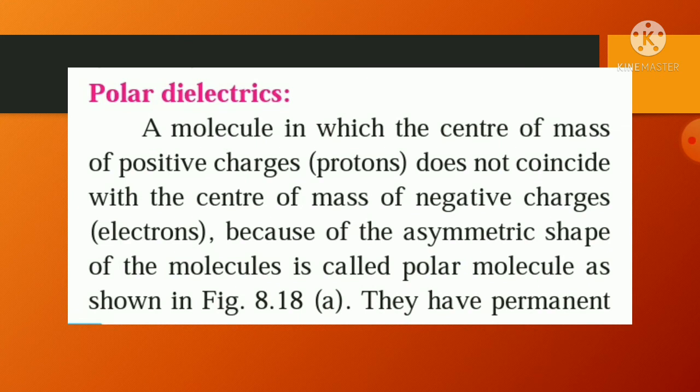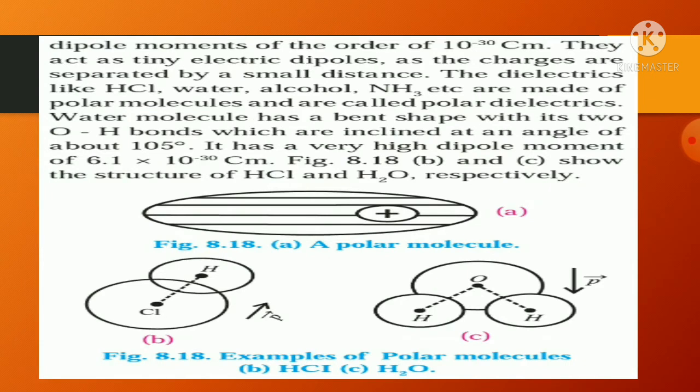Then some properties of polar molecules. The first property is that they have a permanent electric dipole moment of the order of 10 raised to minus 13 coulomb meter. The second property is that they act as tiny electric dipoles, so the charges are separated by a small distance.